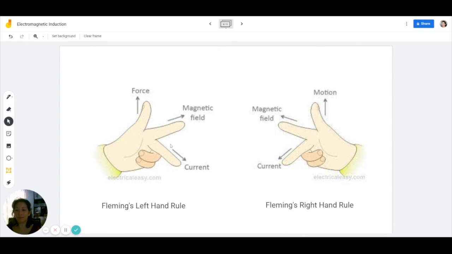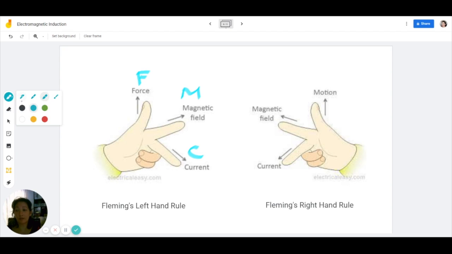So if you recall, for Fleming's left-hand rule, we need to use our hand this way. Remember, gun and trigger finger. You've got the thumb, index finger, middle finger. Let's look at the diagram over here. The thumb represents the force. Your index finger represents the magnetic field, and your middle finger represents the current.